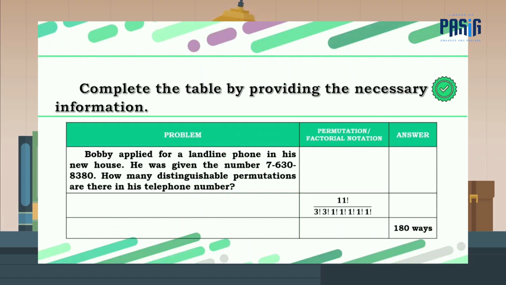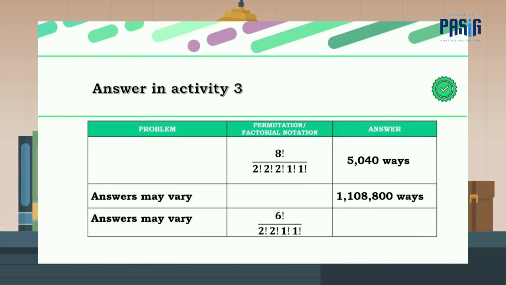Complete the table by providing the necessary information. So in the first column is the problem. Then the second is the permutation of factorial notation. And for the third column is answer. And here are the answers for the activity number 3.